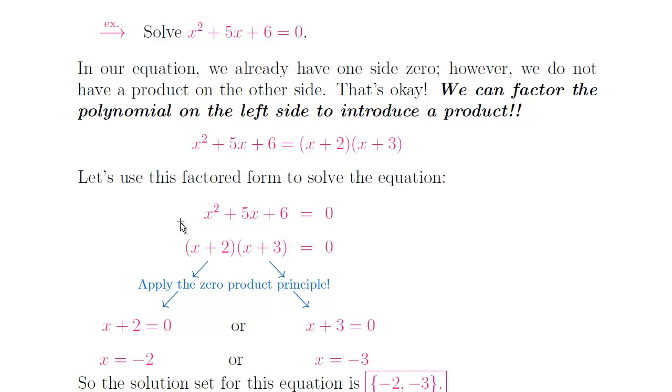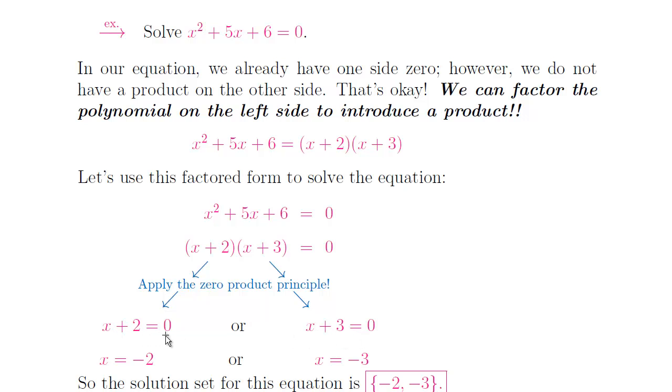x squared plus 5x plus 6 equals 0. The right side has a 0. The left side we factor as x plus 2 times x plus 3 equals 0. We now have a product on the left side, and we can apply the zero product principle, which says that if you have a product of 2 objects and it's equal to 0, then the first factor is equal to 0, or the second factor is equal to 0. In this case, x plus 2 is 0, or x plus 3 is 0.